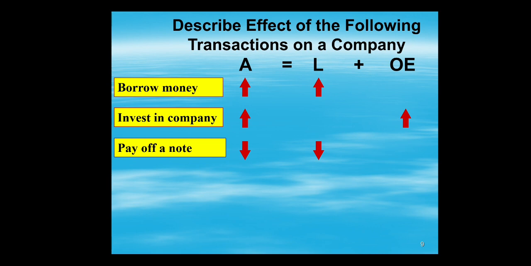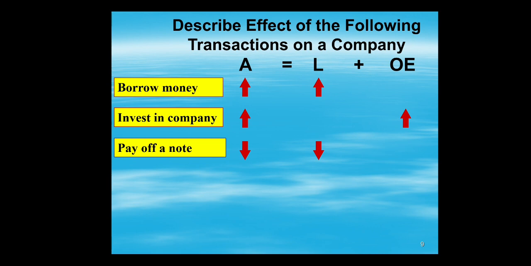So let's say there is a business, and the business borrows money from a bank, $100,000. How do we analyze that transaction? You know that borrowing money from a bank is a transaction. So how do we do the analysis? First, you have to identify the type of the transaction. In this example, the transaction is borrowing cash or money.